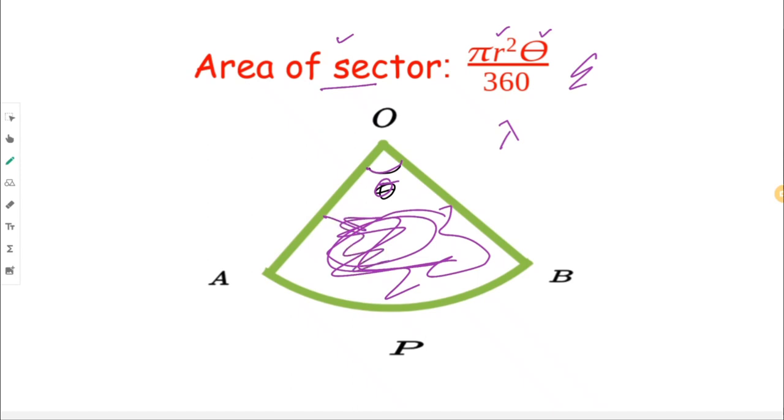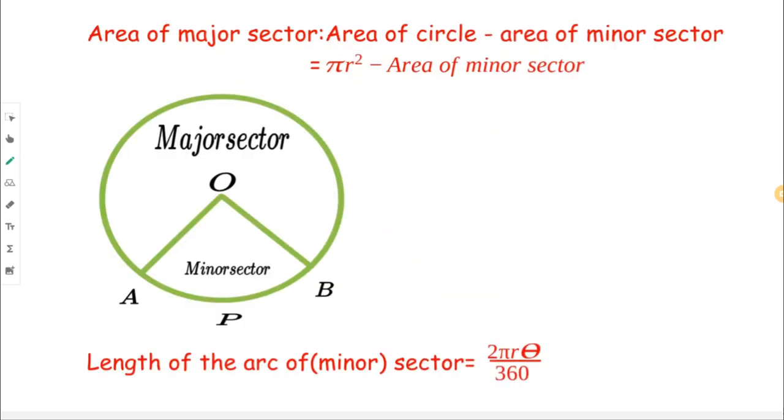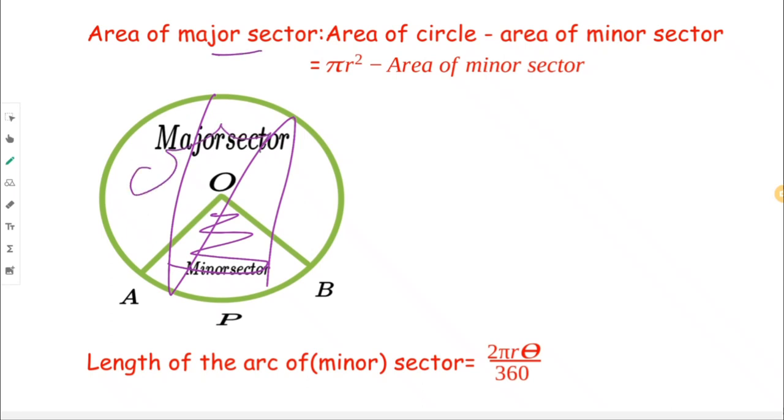So what happens if they ask us to find a major sector, right? So it will be area of the circle, the whole circle, minus area of this minor sector. Then I'll get the area of this major sector. Clear? So remember this also. Now sometimes they'll tell us you want to find the length of the arc of the sector, right? What is that? It means from here till here. This is for minor sector. Clear? So from A to B, the formula you remember is twice pi r theta by 360.